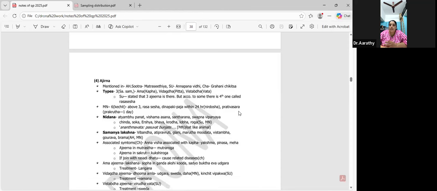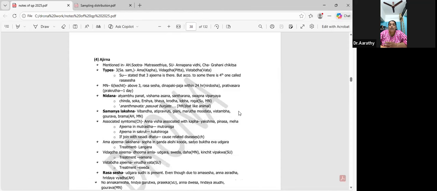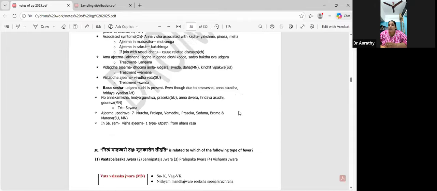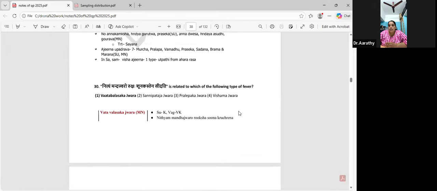This quote is very important. And then the treatment part, different treatment options given by Sushruta and Kashyapa. That is very important. You have to note it down, study it. Okay. Now, the next question is Nityam Manda Jwaro Rukshaha Shunagastena Sidati. It is a very direct question.